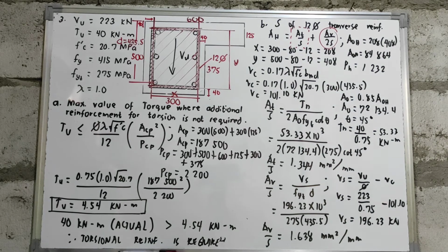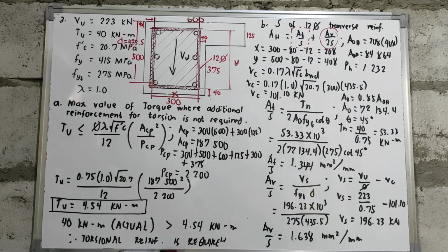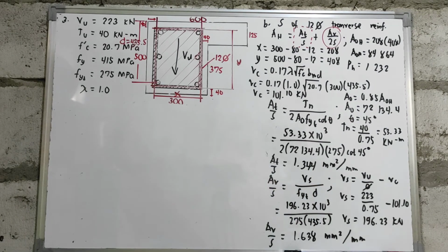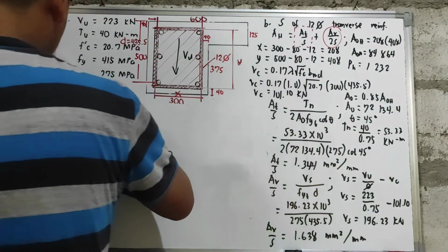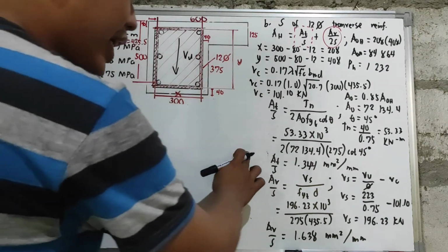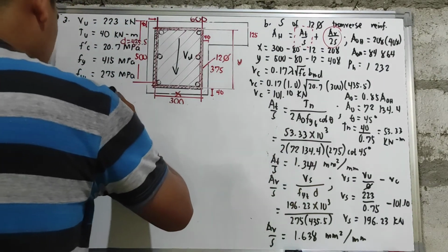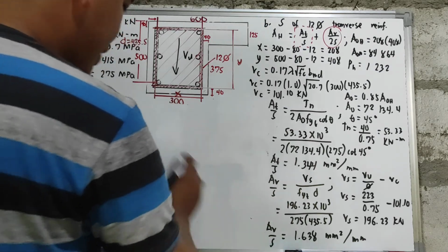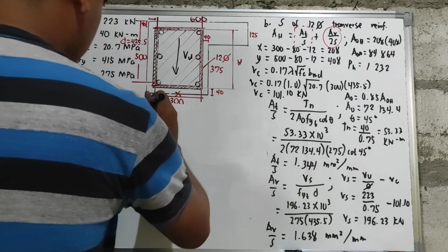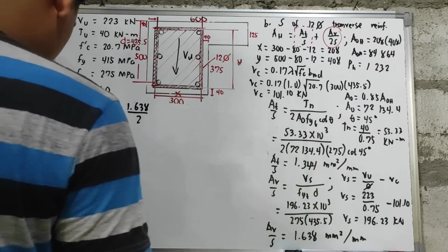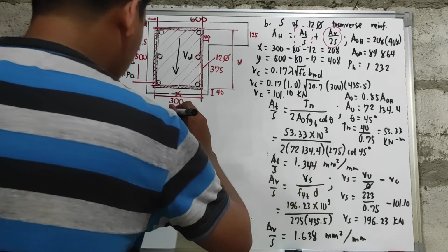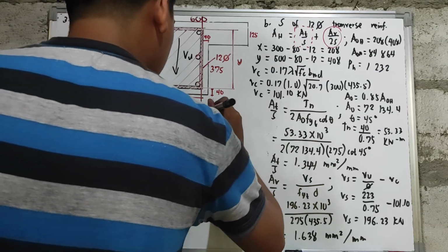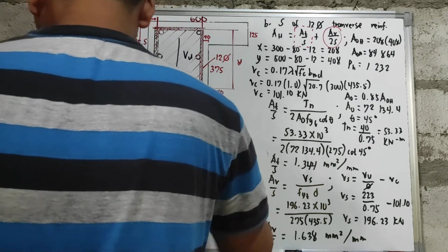We can now calculate for the value ng total area natin. So let us now solve for the value of your total area. So AH is now equal to yung AT over S natin na 1.344 plus yung AV over S natin na 1.638 over 2. So you will have a value of your total area which is equal to 2.163 mm squared per millimeter.